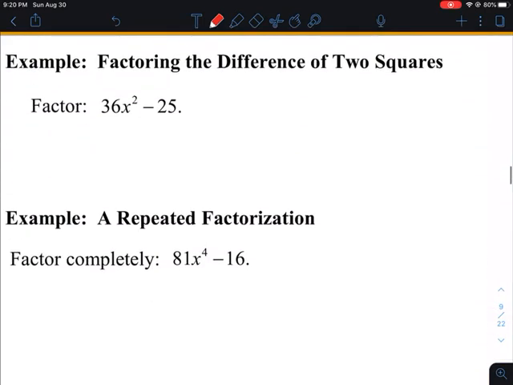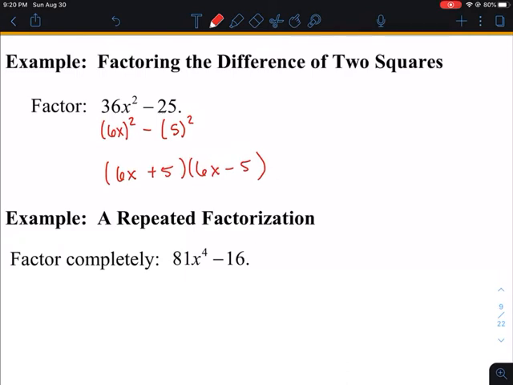So for example, we have 36x squared minus 25. If I were to think about 36x squared, well, what is that? That's a 6x times itself. And if I have a 25, I have a minus here, that would be a 5 times itself. So we are in the form of a squared minus b squared, which means we're going to end up with a 6x plus 5 and a 6x minus 5. And when in doubt, FOIL it out, right? First, outer, inner, last. Make sure that the middle, inside and outside terms cancel.